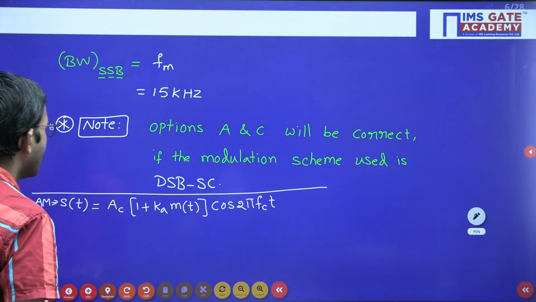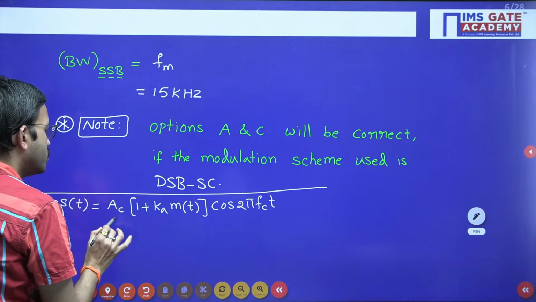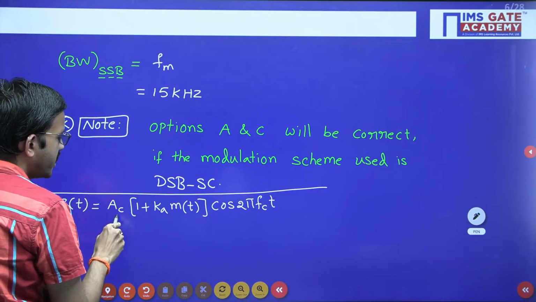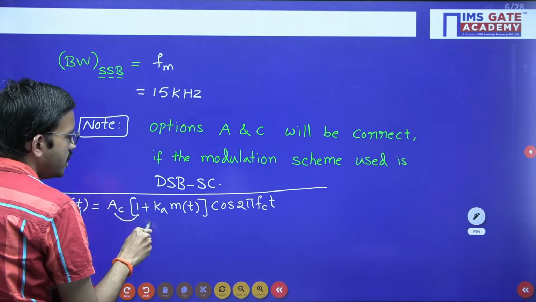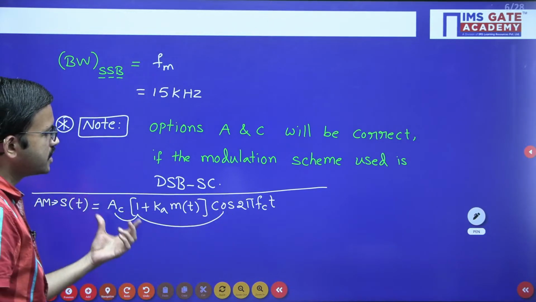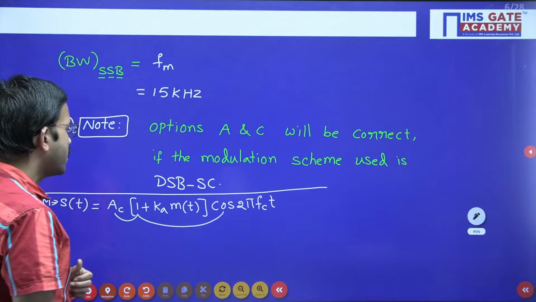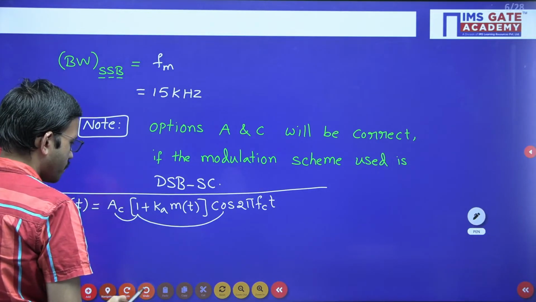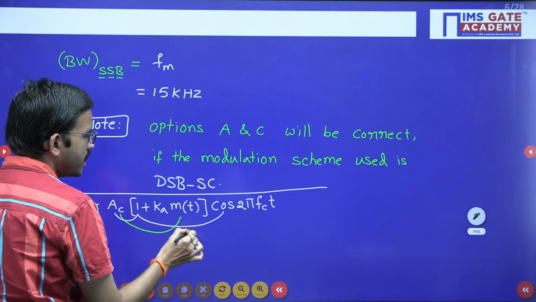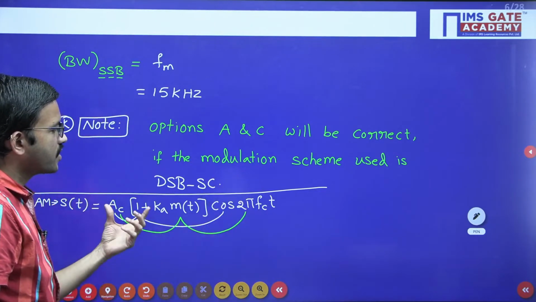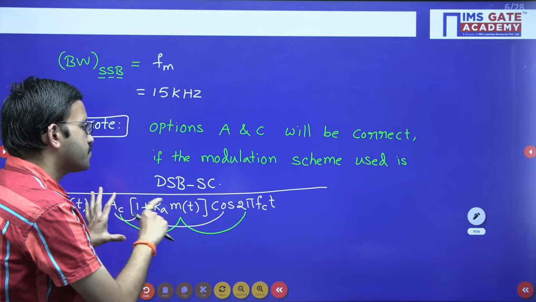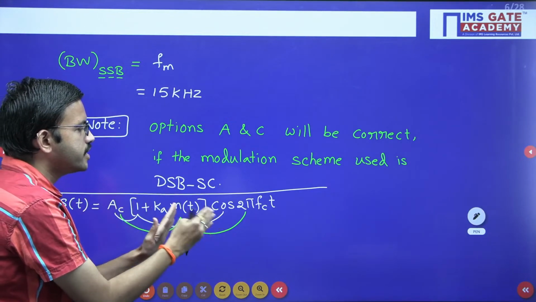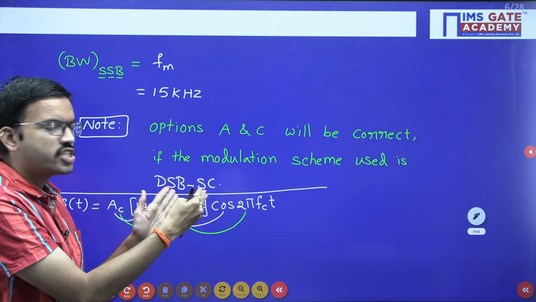Yes, very good. Now, if you want, you can split it. What are you going to get? AC into 1 into cos 2 pi f ct, that is AC cos 2 pi f ct. Another term you get is AC into Km of t into cos 2 pi f ct. So when you split, you get two terms. One is related to the carrier component, and another is related to both the sidebands.